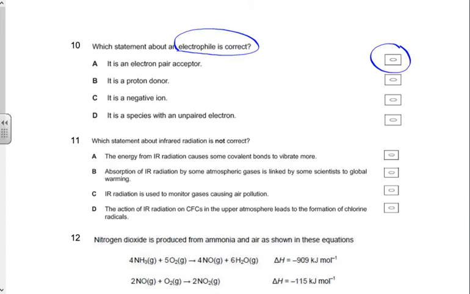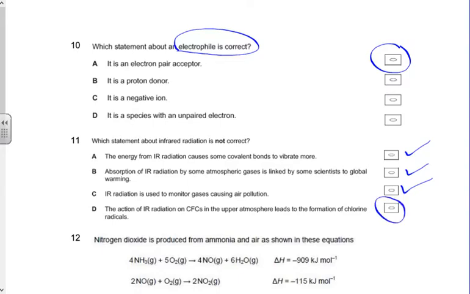Question 11. Which statement about infrared radiation is not correct? Let's have a look through them all. The energy from infrared radiation causes some covalent bonds to vibrate more. We know that it does that. Absorption of infrared radiation by atmospheric gases is linked to global warming. We know that's true. Infrared radiation is used to monitor gases causing air pollution. That is also true.